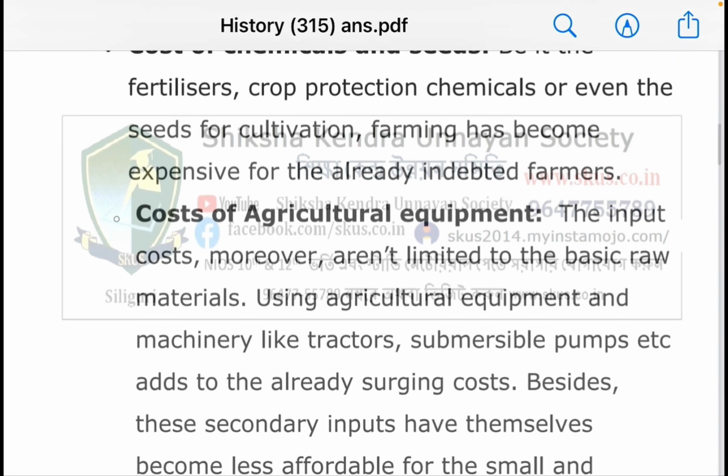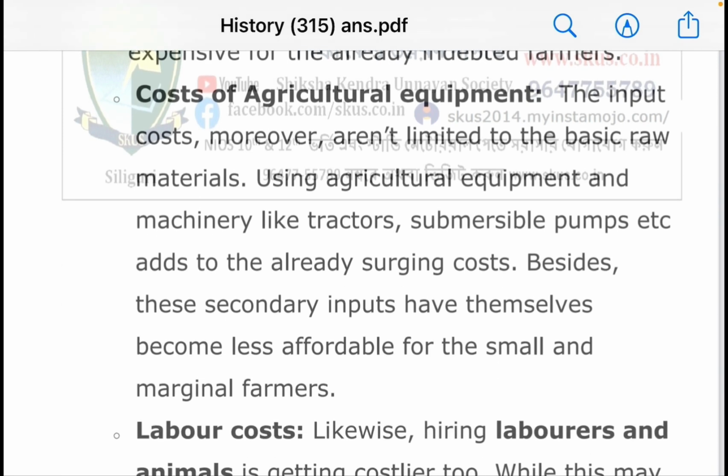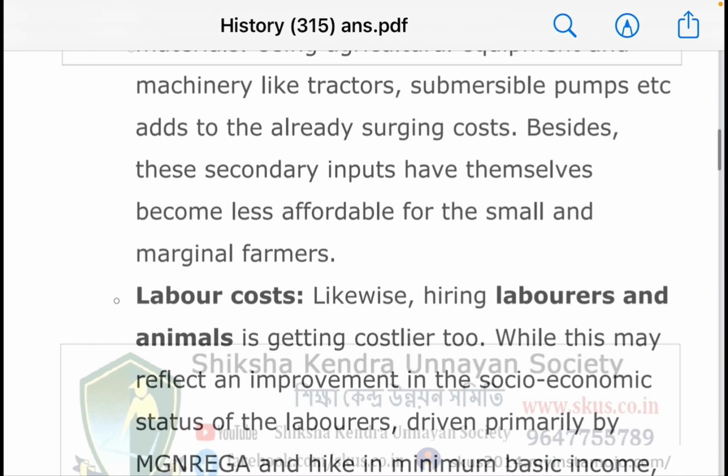Cost of agriculture equipments, the input cost moreover are not limited to the basic raw material. Using agricultural equipment and machinery like tractors, submersible pump etc. adds to the already surging cost. Besides this, secondary inputs have themselves become less affordable for the small and marginal farmers.